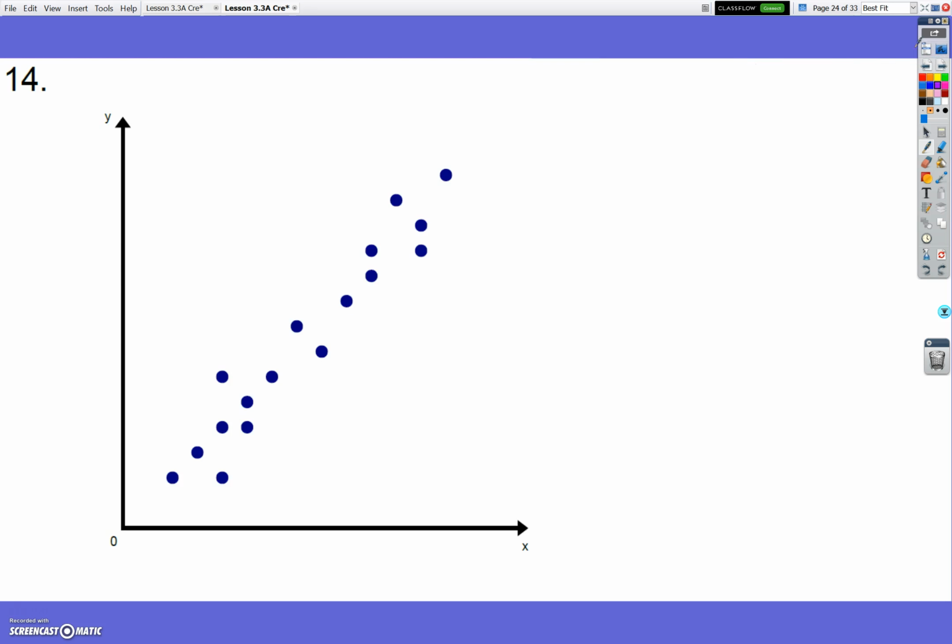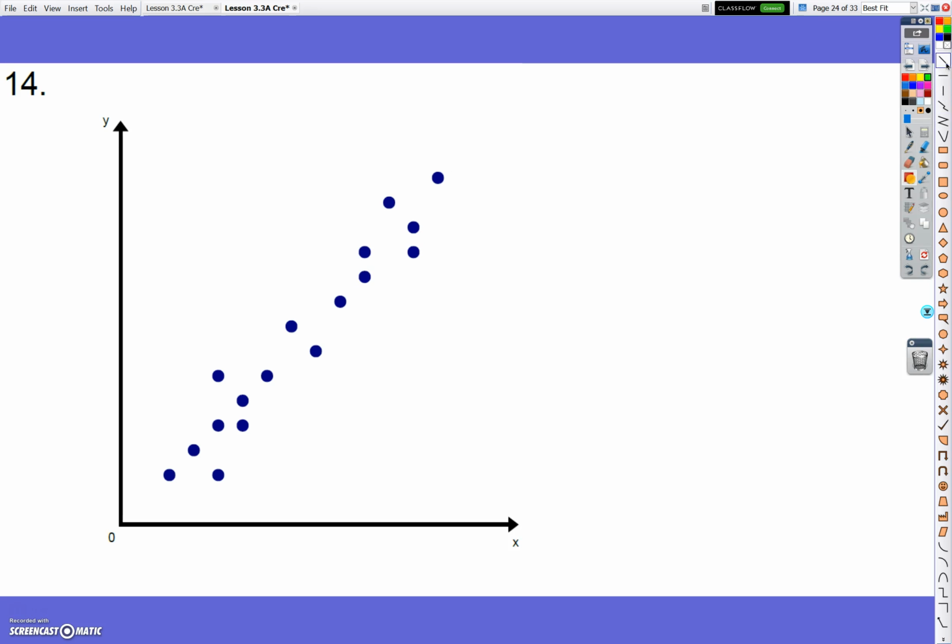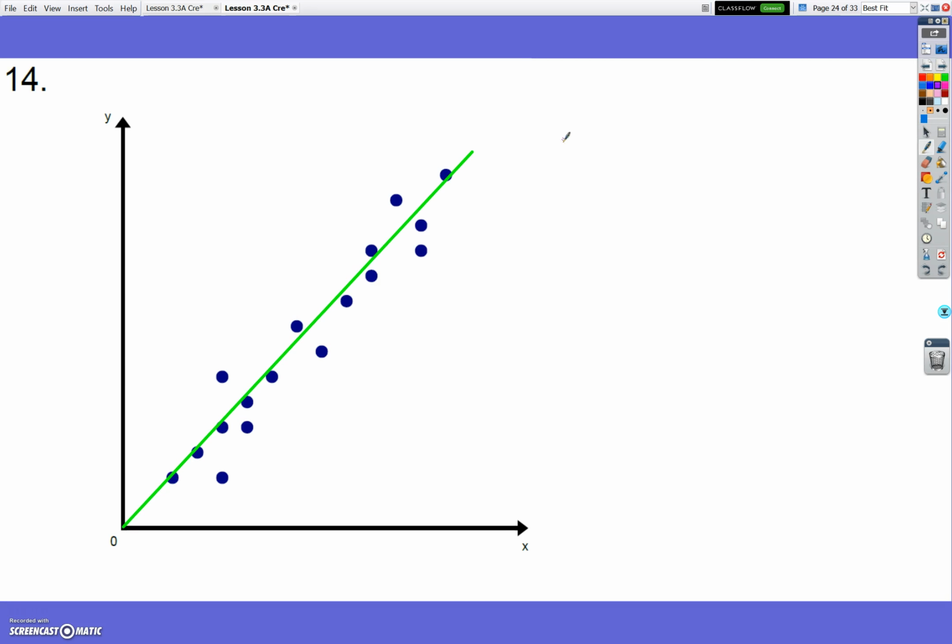Okay, let's go and look at the next one. Now this one, you can tell it almost looks like a straight line. They're going in a generally upward position like this. So this I would consider a strong, positive, because it's going in an upward position. Positive, and it's linear association.